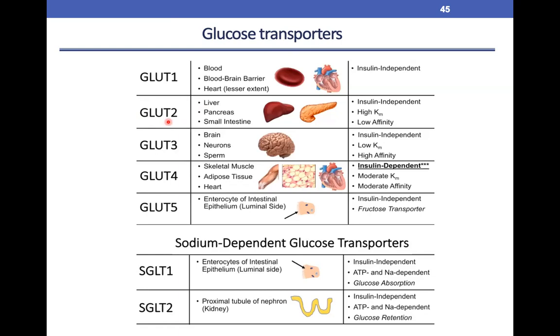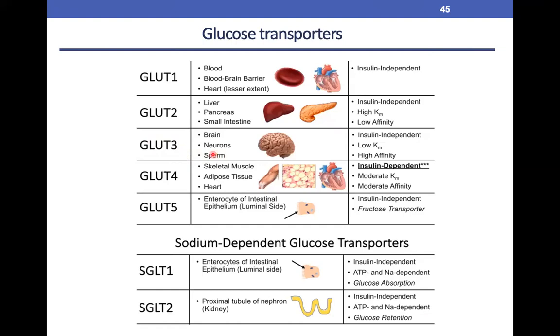Oh, that is a very hard question. I'll explain it when we're explaining the deficiencies. I'll try to go over that question, but that is a pretty hard one, to be honest. Yeah. Okay. I will go over that just in another slide. Okay. And then GLUT3, just think brain.